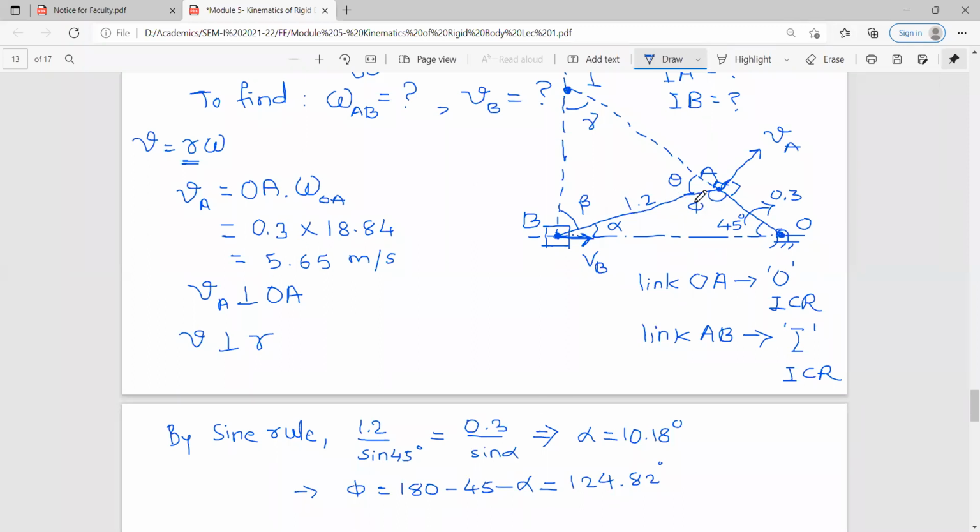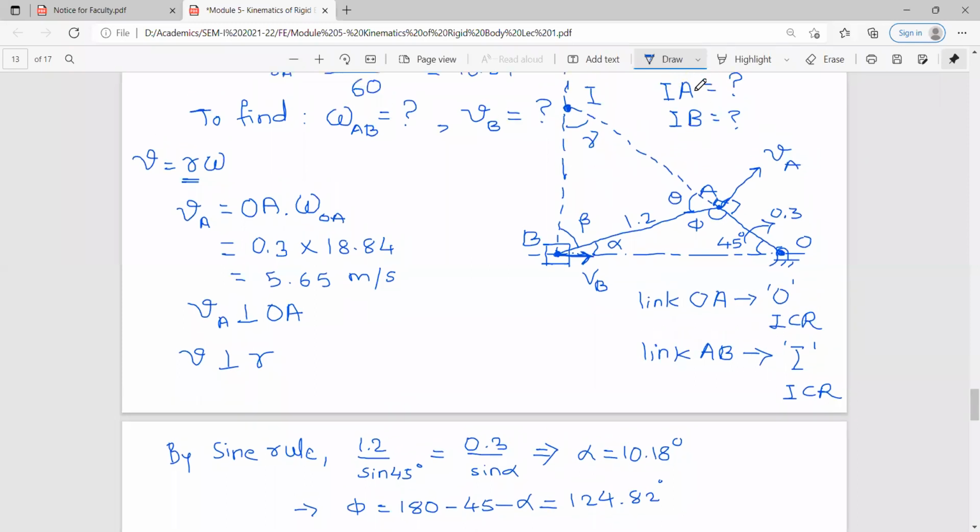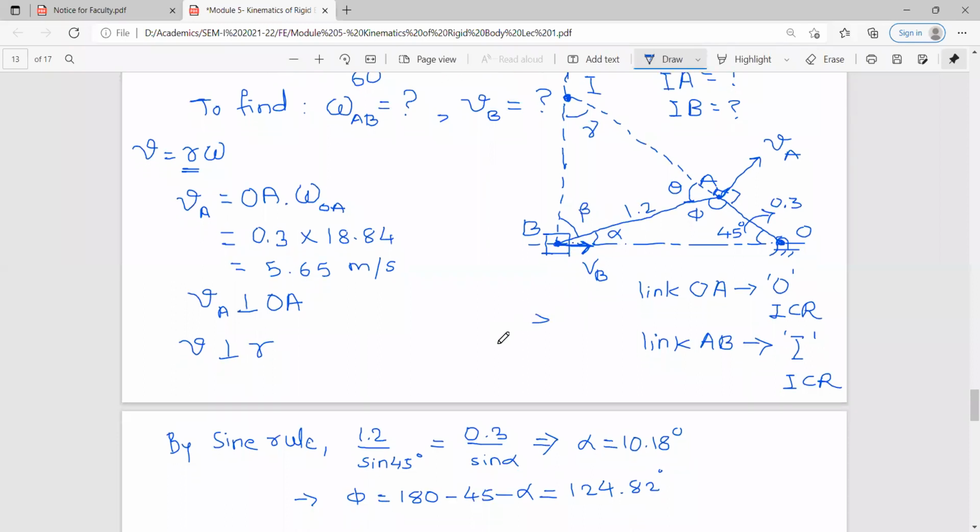Because all these angles will be needed for the calculations of unknown angles, and from these unknown angles we can go for calculations of radii, radii IA and IB. So after phi, we can calculate beta. You know that this is the horizontal direction and this is perpendicular to that. So alpha plus beta must be 90. So beta can be calculated.